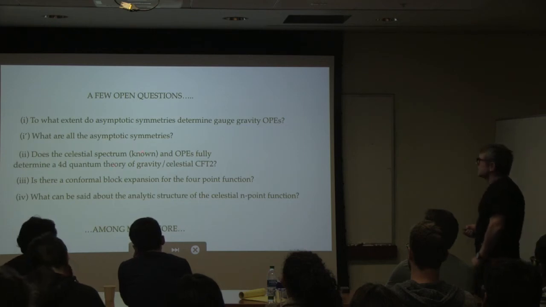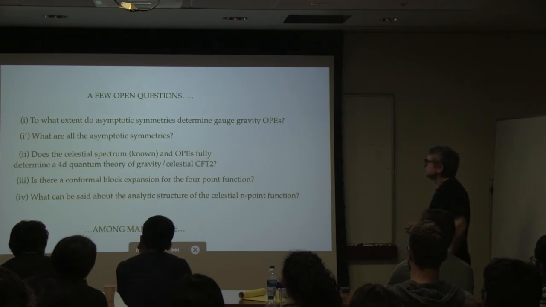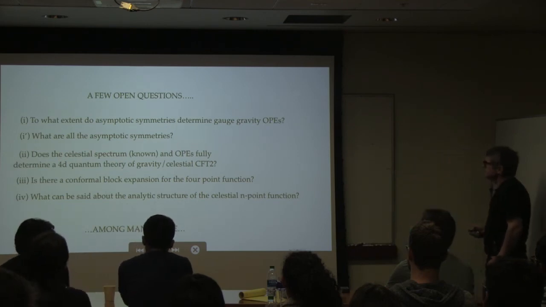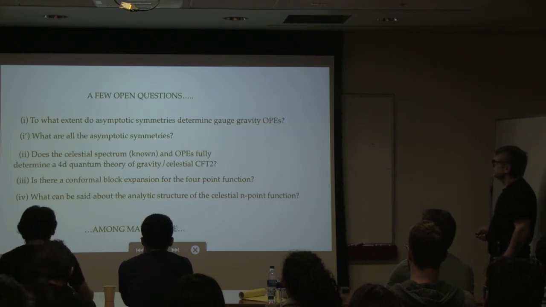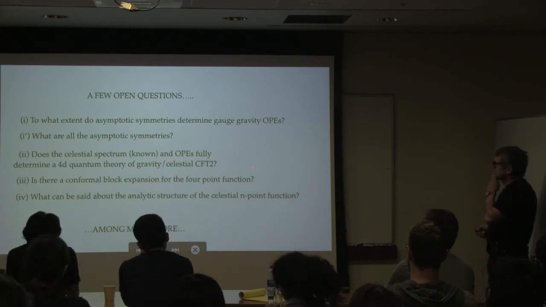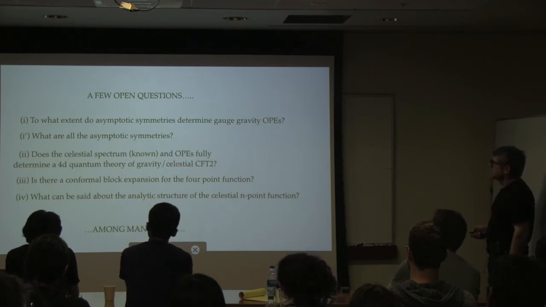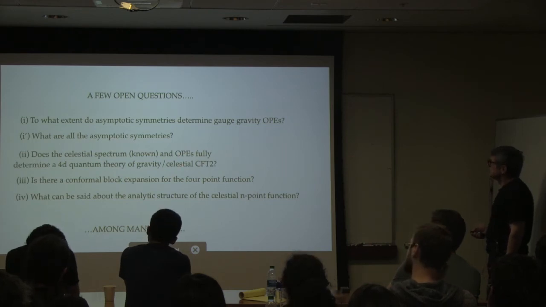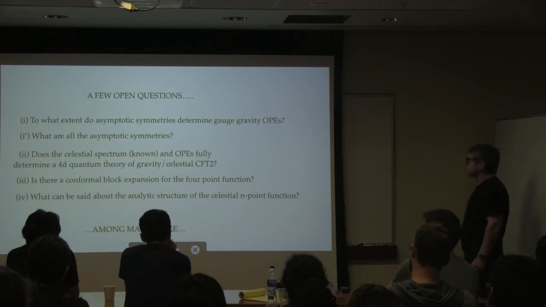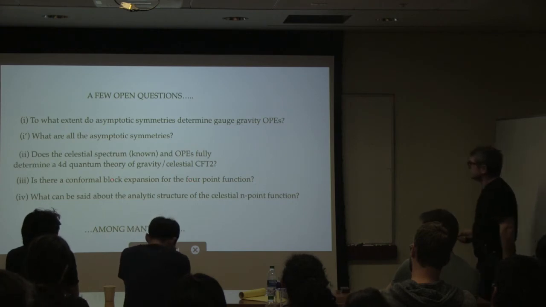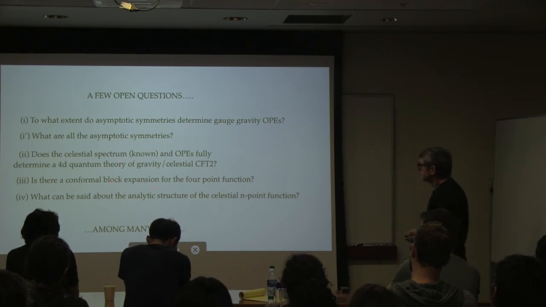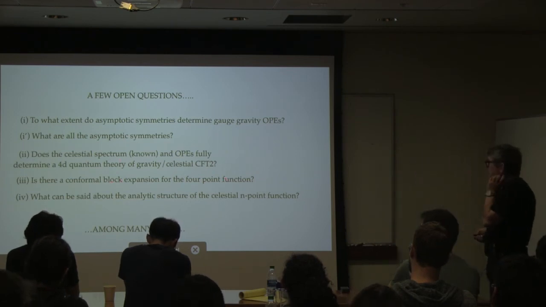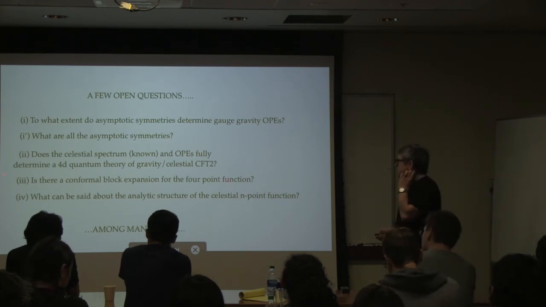Now, in ordinary conformal field theory, when you know the spectrum and you know the OPEs, that fully determines the two-dimensional conformal field theory, and one might hope that something similar is true here, that characterizing all the OPEs and the spectrum characterizes a 4D quantum theory of gravity. Now, there's been a lot of work recently about crossing symmetry and bootstrap and conformal block expansions in ordinary conformal field theory, but here we're at a much more rudimentary stage.